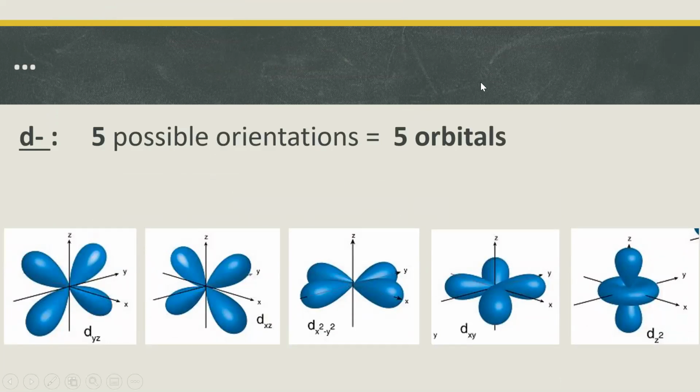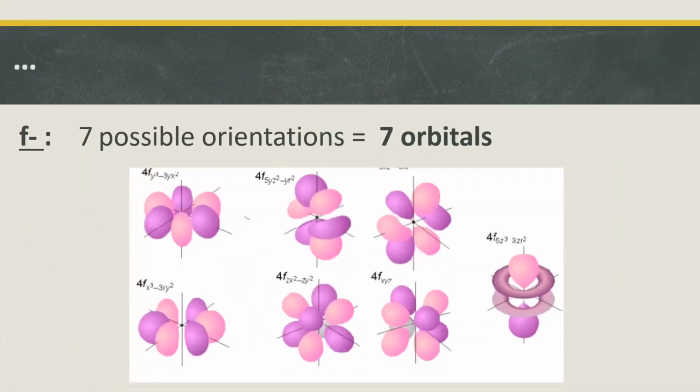d, which we said is a four-leaf clover, has 5 possible orientations. So you have it horizontally across the x, vertically on the y, coming out at you to the left, coming out at you to the right, and then a complex shape. So d has 5 orientations and 5 possible orbitals. So s has 1, p has 3, d has 5. And lastly, f, we said, is a very complex shape, and therefore its orientations are also complex. Just know that f has 7 possible orientations around the nucleus, and therefore 7 orbitals.